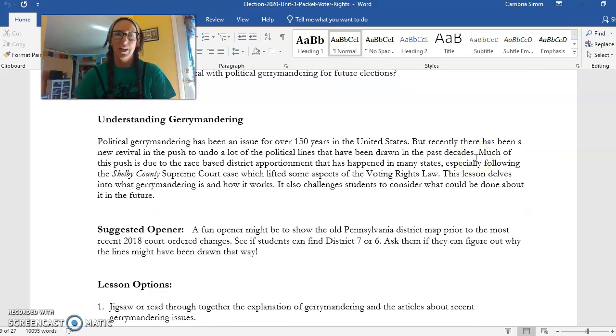Well, a little background. Political gerrymandering has been an issue in our country for over 150 years, but recently there's been sort of a new revival in the push to undo a lot of the political lines that have been drawn over the past decades. Much of this push is due to the race-based district apportionment that has happened in many states, especially following the Shelby County Supreme Court case, which you'll read about, which lifted some aspects of the voting rights law.